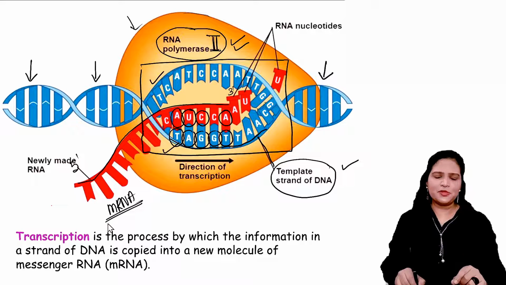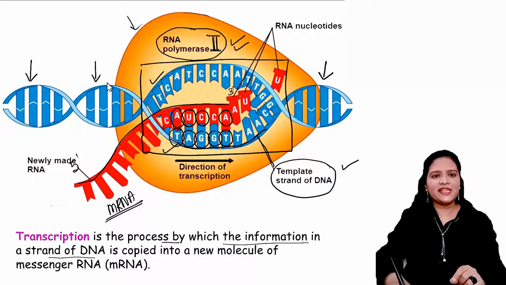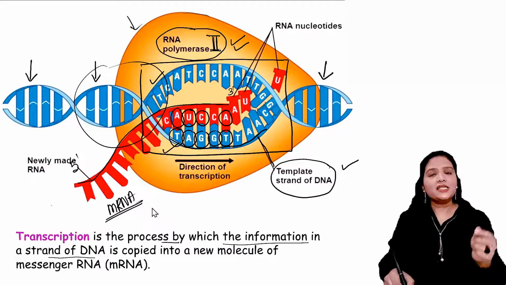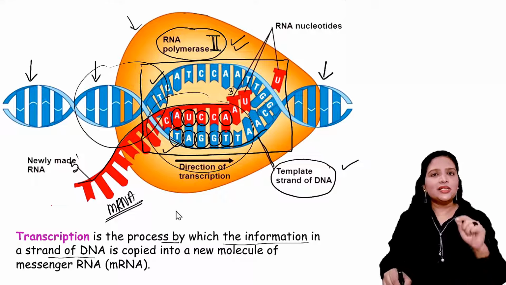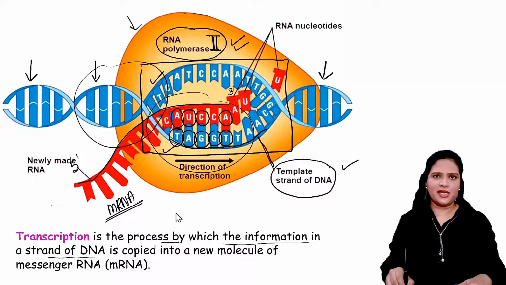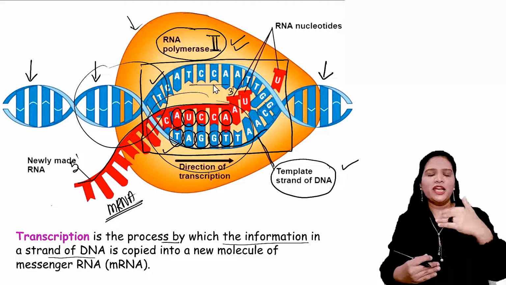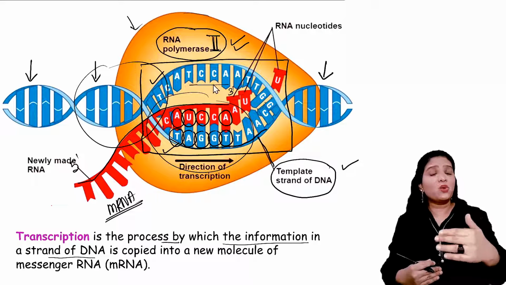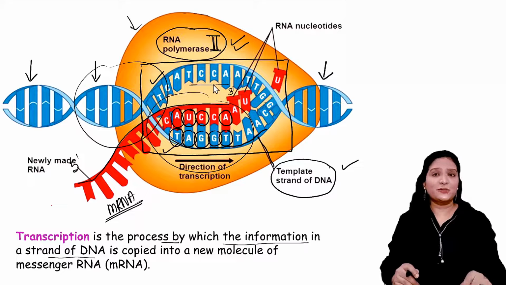What is transcription? Transcription is the process by which the information in this strand of DNA is copied into a new molecule, that is the messenger RNA. Whatever information is present in this strand is copied as such into a messenger. That messenger is what we call mRNA. So this process is called transcription.